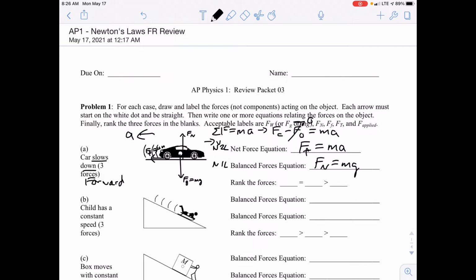Now, mg and normal force are equal, but since friction is a fraction of the normal force, because it's mu times normal force, friction will always be shorter or smaller than normal force.